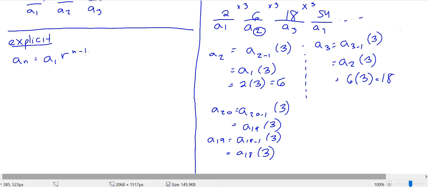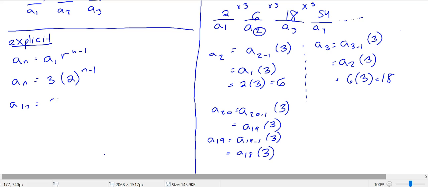So a sub n is the term that we're solving for. A sub 1 is the first term in the sequence. R is the common ratio, and n is the place value of the term that we're solving for. So let's say we have a sequence a sub n is equal to 3 times 2 to the n minus 1. And we want to find the 17th term. So we want to find a sub 17.